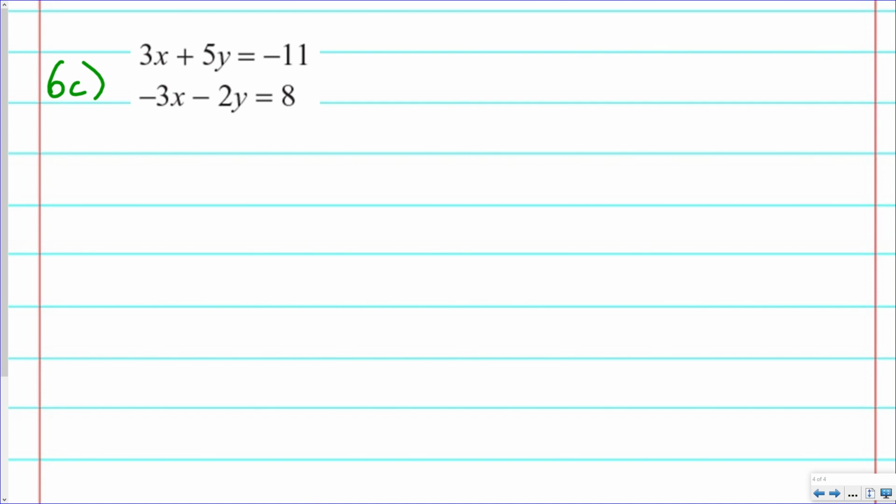And there is. So doing this one, I'm going to multiply the bottom by negative 1. And I'm multiplying by negative 1 because right now I have negative 3x, but I want positive 3x. So if I multiply everything by negative 1, I'll get rid of that negative. So 3x plus 5y equals negative 11. That top stays the same. I haven't changed it at all.